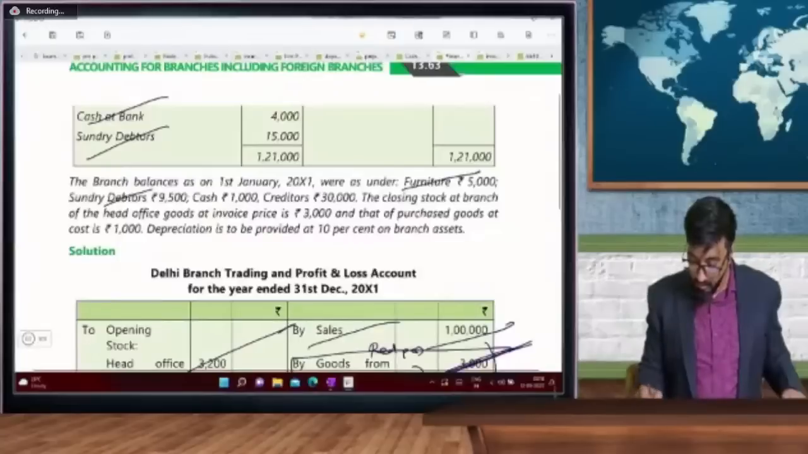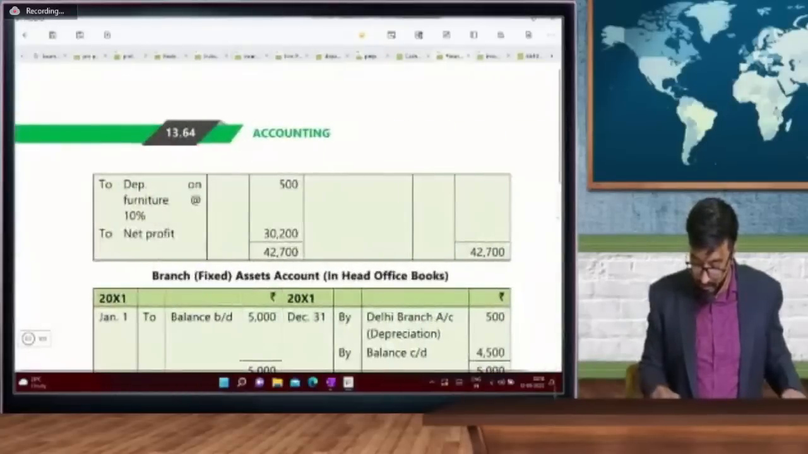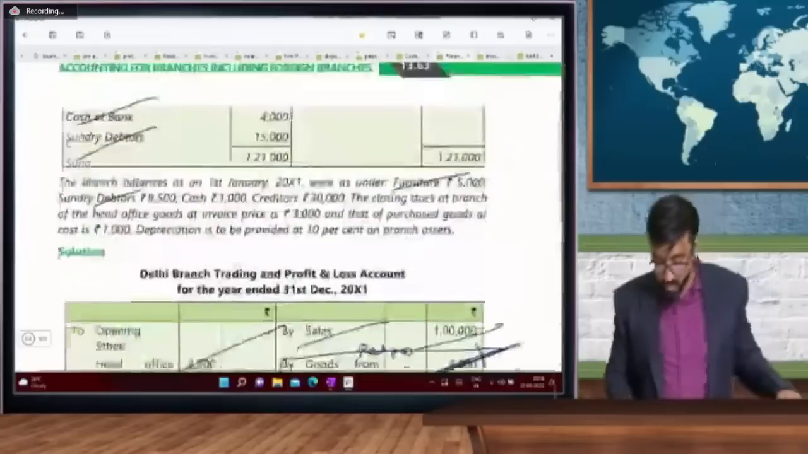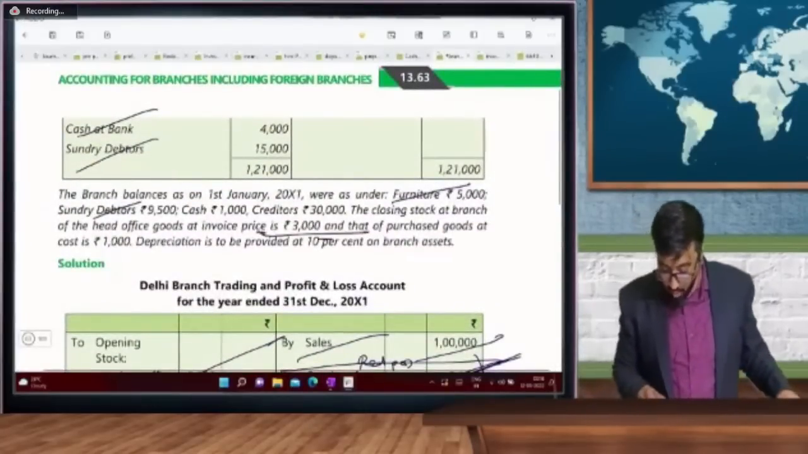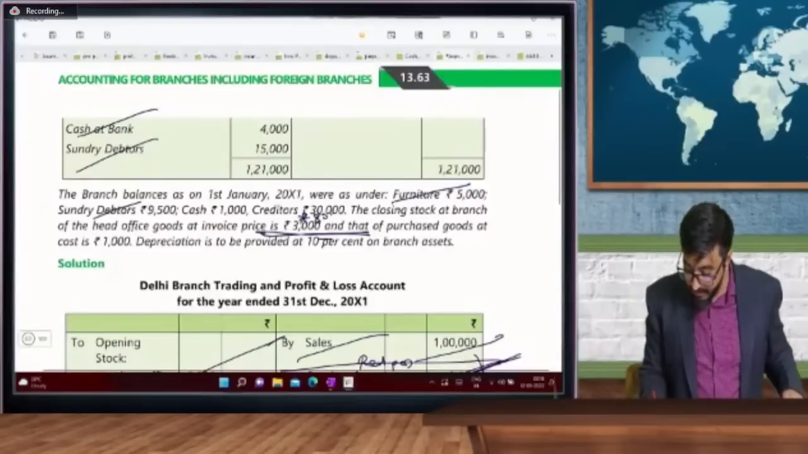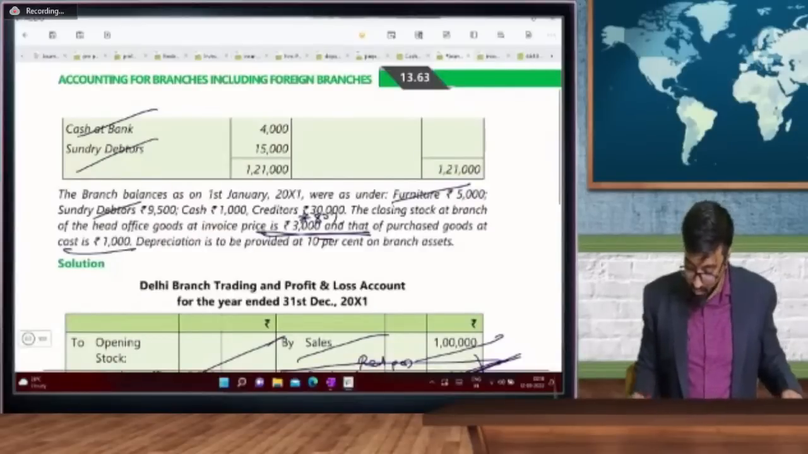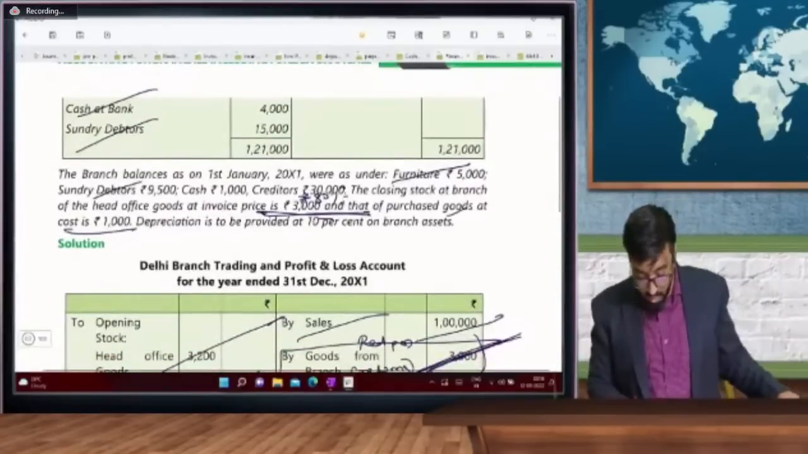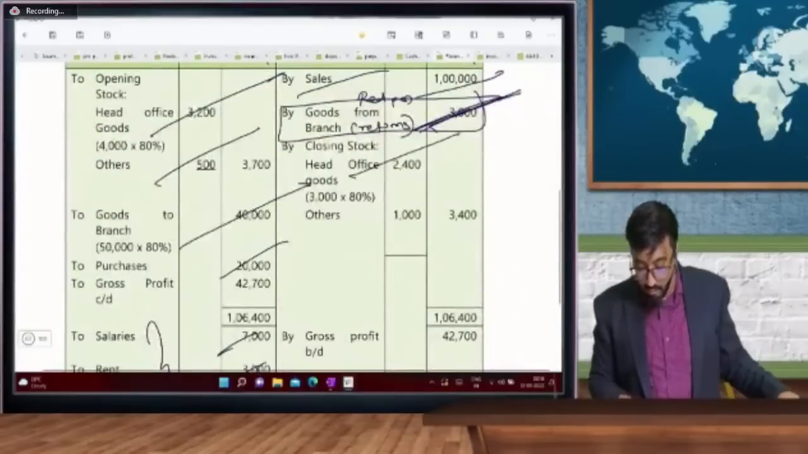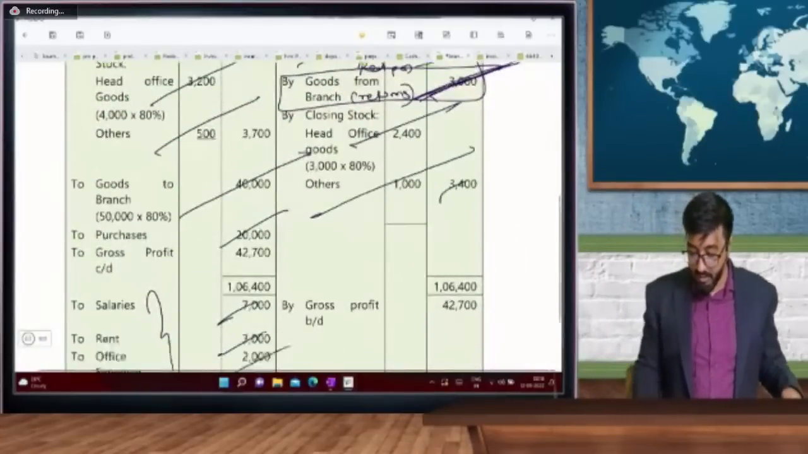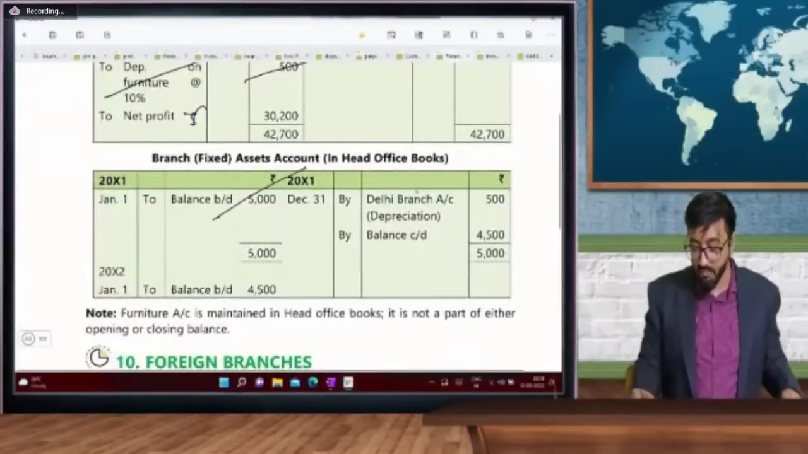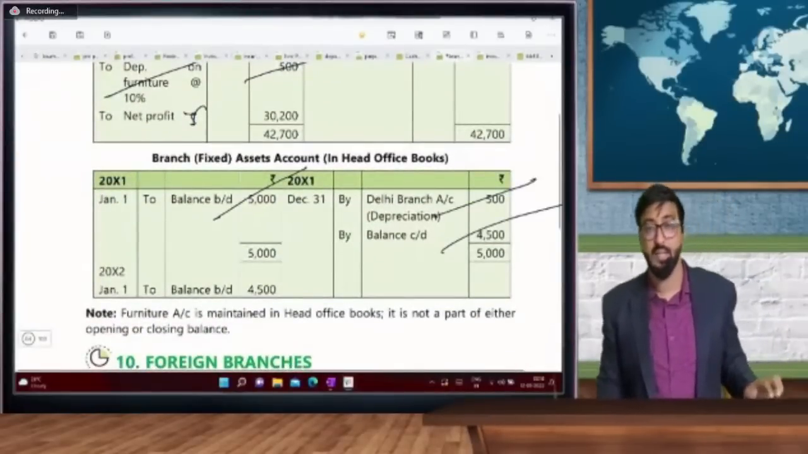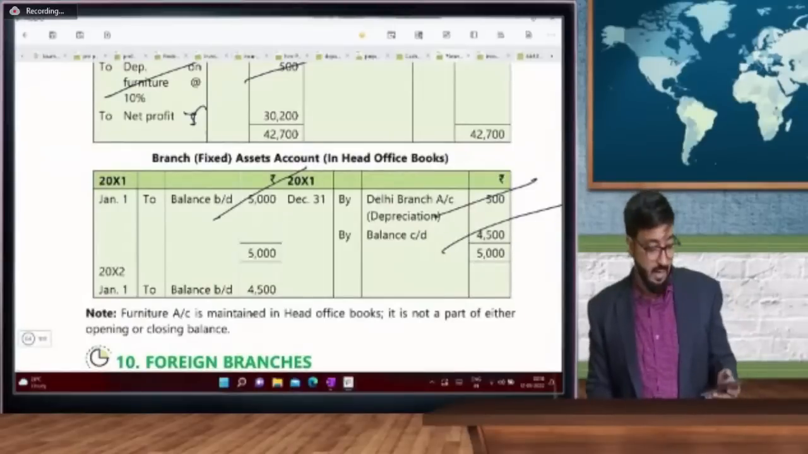Furniture 5,000, depreciation on it 500. So furniture is important for depreciation. Debtors, cash, creditors: no. Closing stock 3,000 into 80% because it is purchased at cost, and the other goods are 1,000. So closing stock will be recorded at 2,400 and others at 1,000. So you will get the gross profit and the net profit. And branch fixed asset is also asked: 5,000 minus depreciation, balance carried down is 4,500. Any question in this? Very easy question.